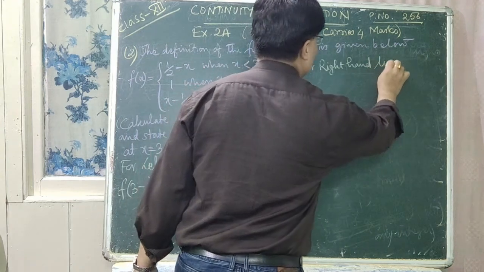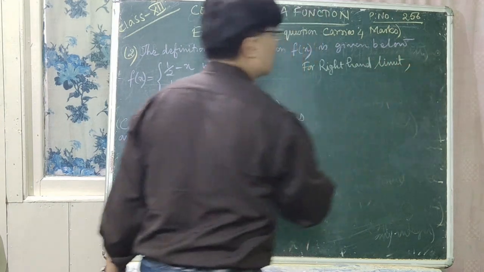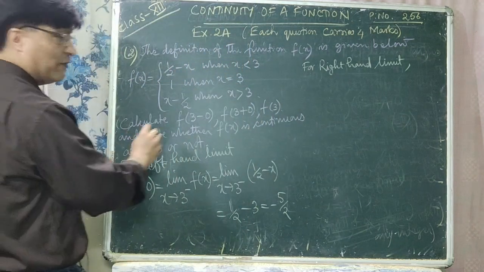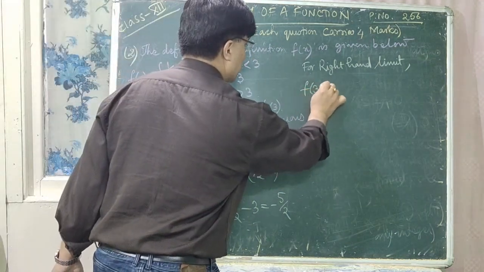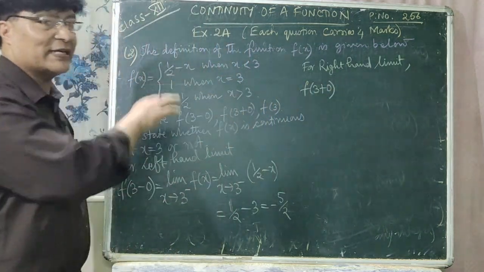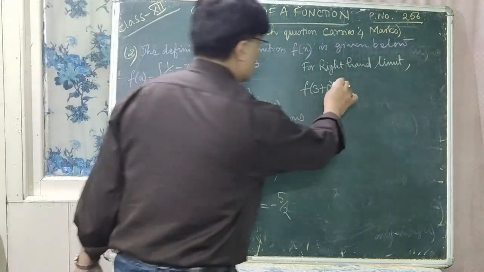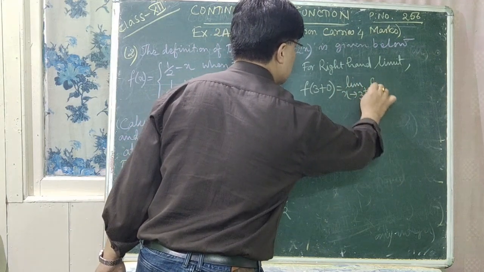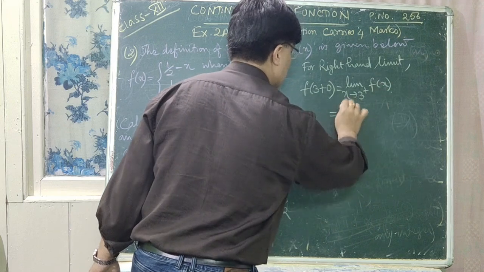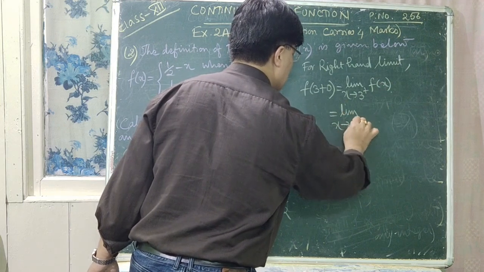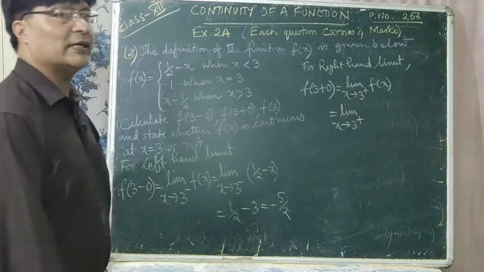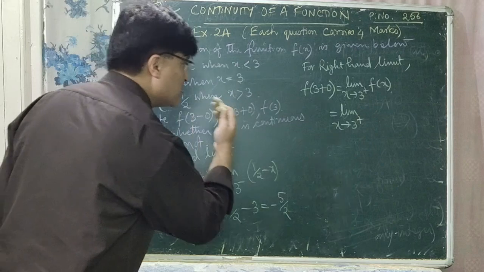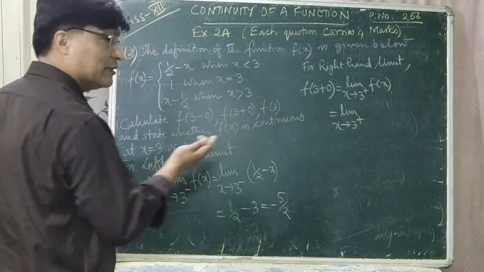For the right hand limit, what can we write? Let us write down f of 3 plus 0. So f of 3 plus 0 is another way of writing the right hand limit. So it indicates limit x tends to 3 plus f of x. What does it indicate? x is approaching 3 from the right hand side, and on the right of x equal to 3, all the values of x are greater than 3.